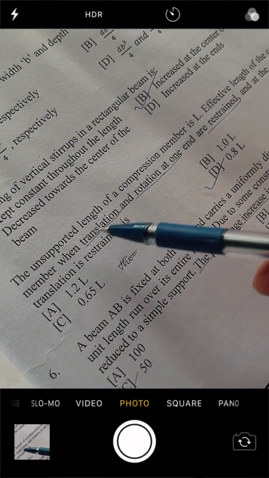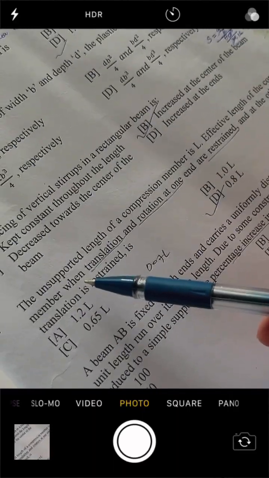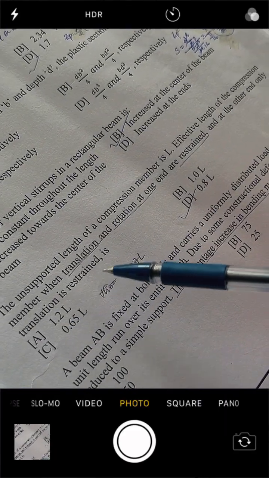And for this, the unsupported length of the compression member is L. What is the effective length of the compression member when the translation and the rotation at one end are restrained, and at the other end only the translation is restrained?